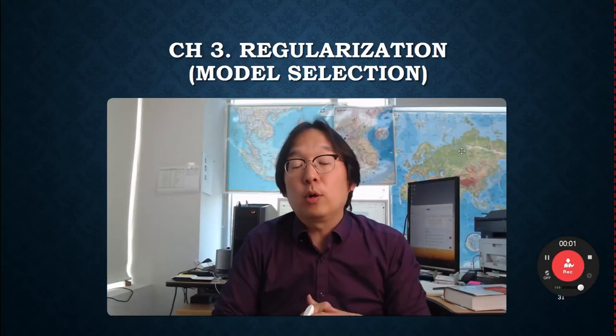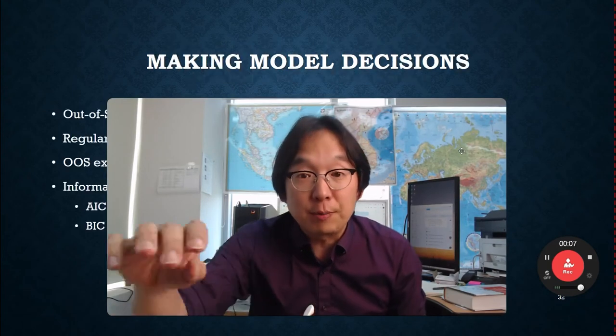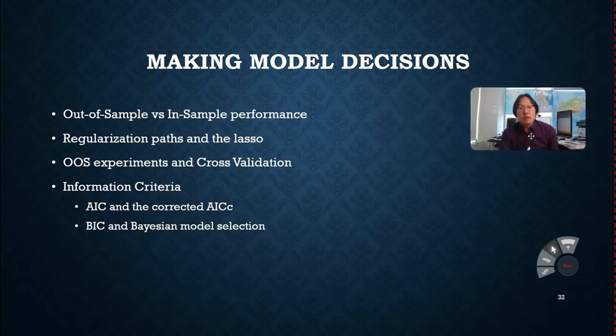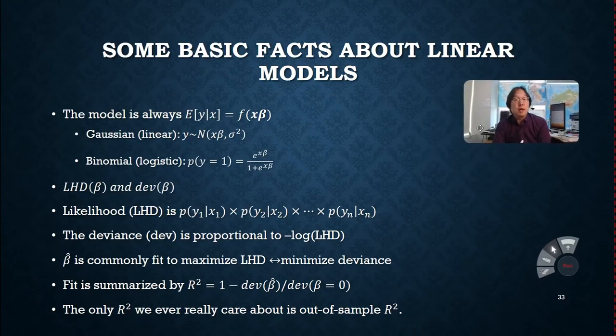Now we are going to talk about regularization and model selection, which is chapter 3 of the textbook. We are going to talk about out of sample versus in sample performance of regressions and forecasting. And then we're going to talk about regularization paths and LASSO regression, out of sample experiments, cross validation, and then information criteria like AIC and BIC.